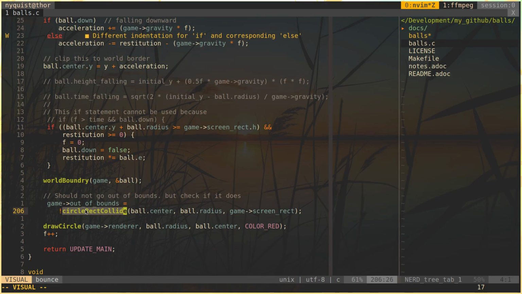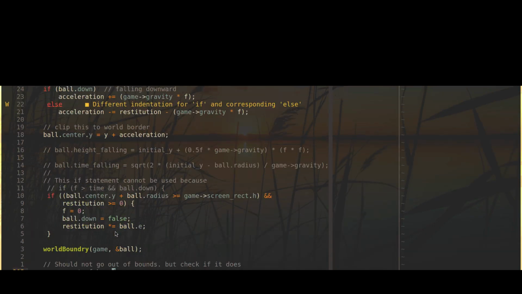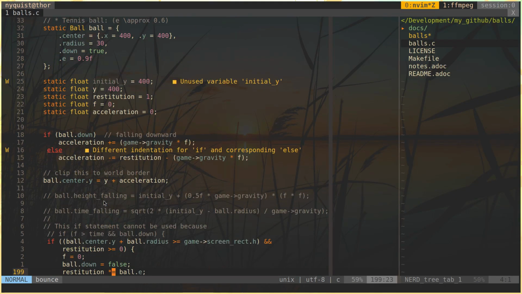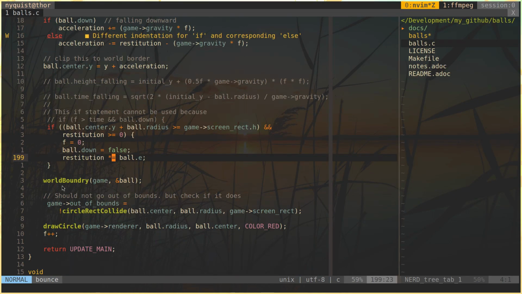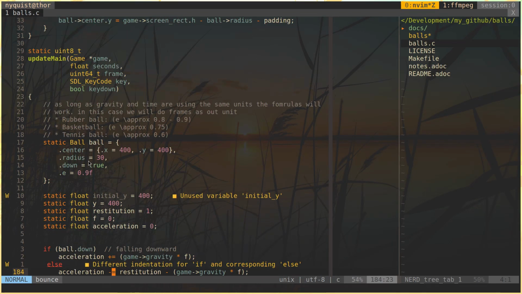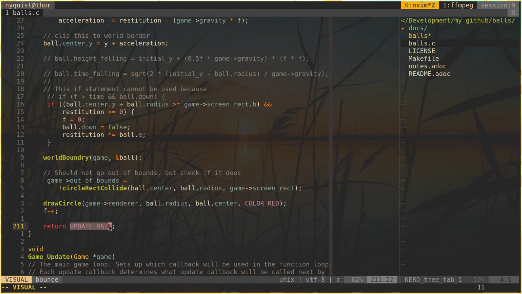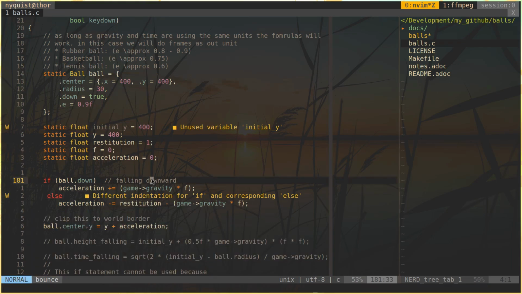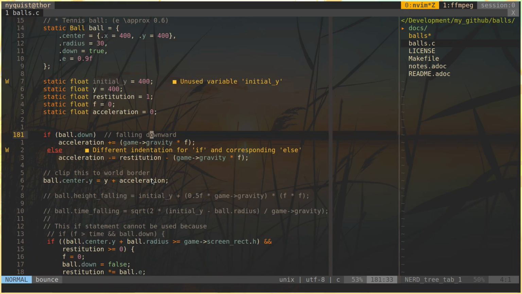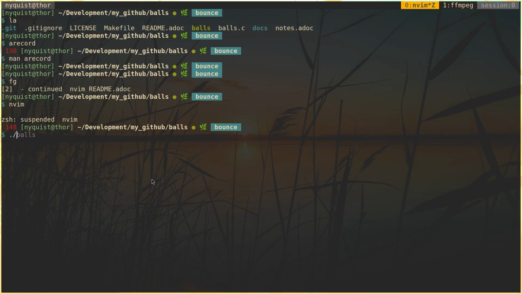And then we draw, and this is just checking to see if the ball goes out of bounds, and this is just going to draw the circle or the ball. Yeah, and you can see how this works, and then it's going to go through it again. And then it's going to call update main again. That's what this does. And it's going to keep looping through this until the ball stops. So this is just an example of what it looks like. Boom, boom, boom, boom. And then it's going to stop.